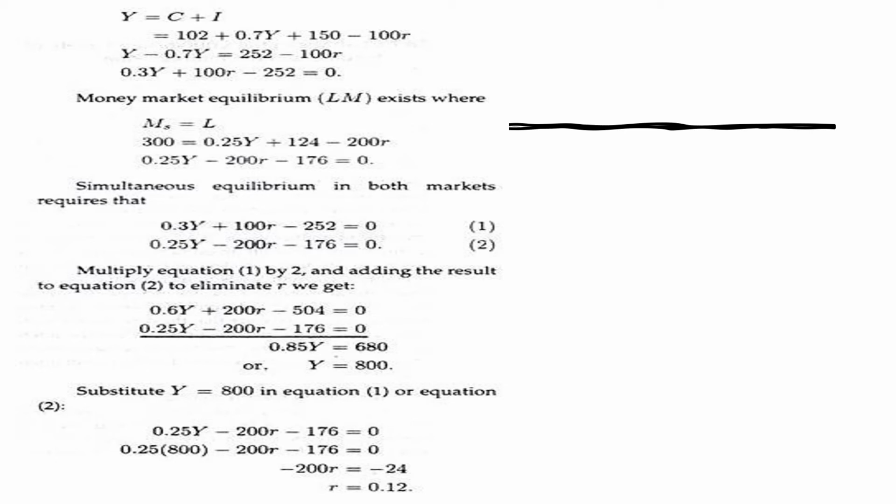Then the money market equilibrium, which is LM, where money supply MS is equal to L. Substituting, you will be getting 0.25 y minus 200 r minus 176 is equal to 0. So now you have two equations. You can go for the simultaneous equation approach, multiply equation 1 by 2 and add the result to equation 2 to eliminate r, so that we'll be getting 0.85 y is equal to 680 and y is equal to 800. By substituting 800 in equation 1, you will be getting r is equal to 0.12.